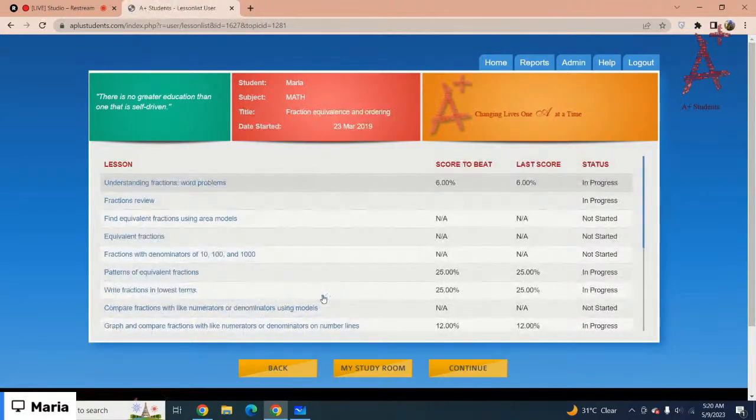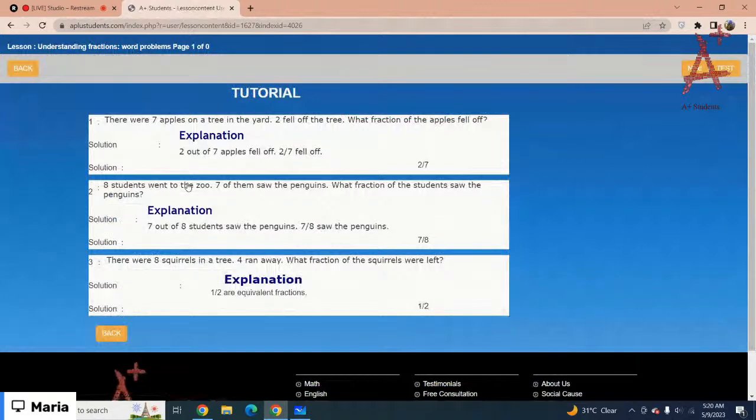Okay, let's start with the first lesson, understanding fractions with problems. Let's start with the first example. Just listen to me carefully, everyone, please. There were 7 apples on a tree in the yard. Two fell off the tree. What fraction of the apples fell off? Which is the correct option?